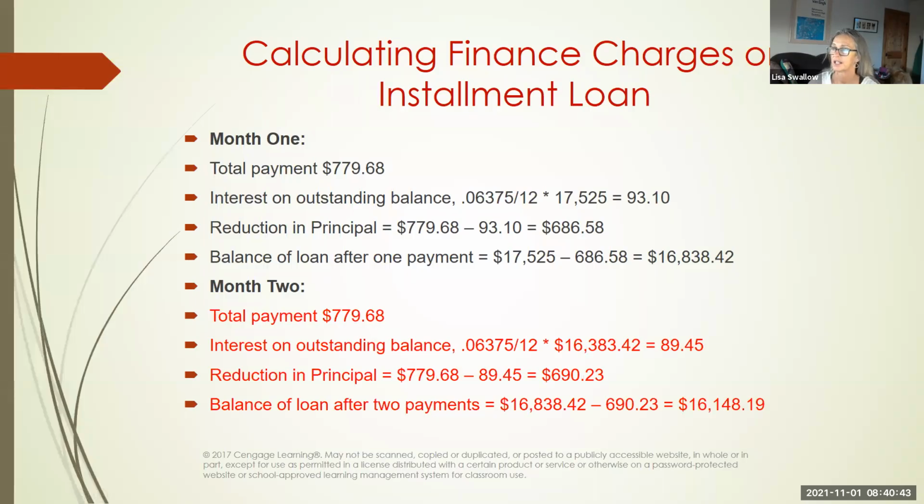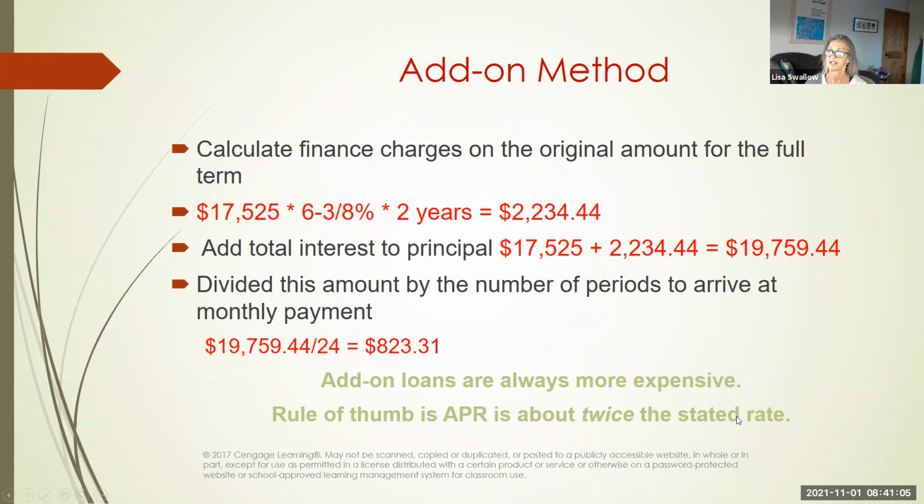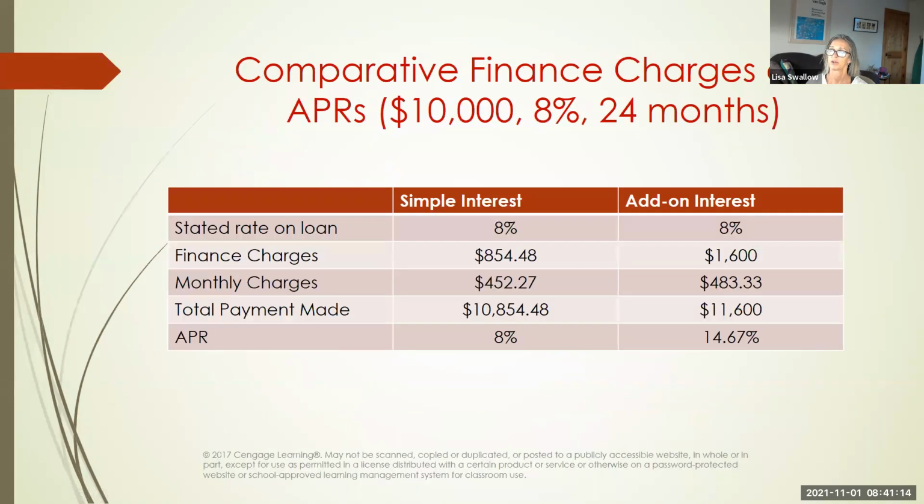Okay, so you can see here, principal times rate times time. My interest, of course, went down this month because the principal went down. My payment never changes, so the amount that went to principal went up. And now what's the balance of my loan after 2 payments? $16,148.19. I'm not even going to go through this add-on method because honestly, you really don't see that in the real world very much.